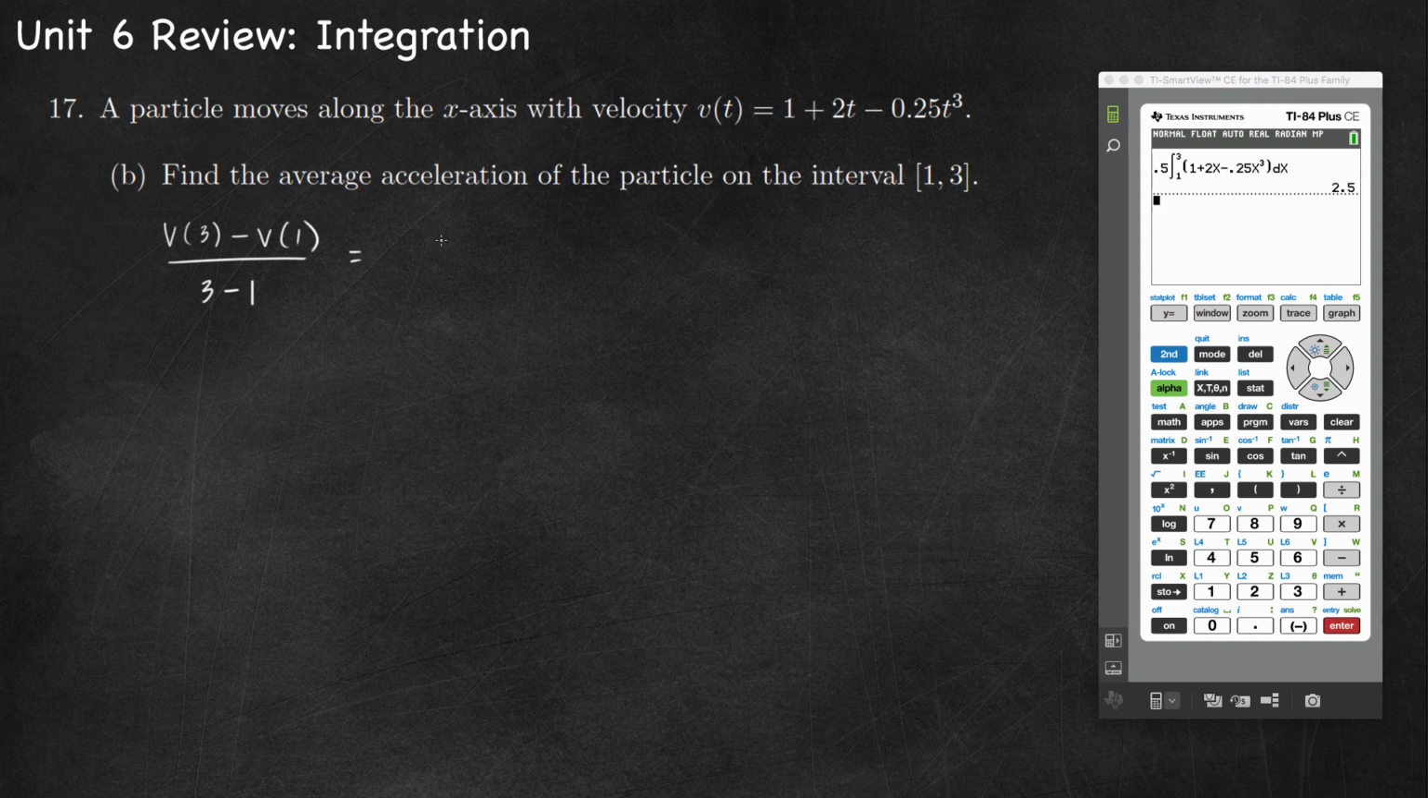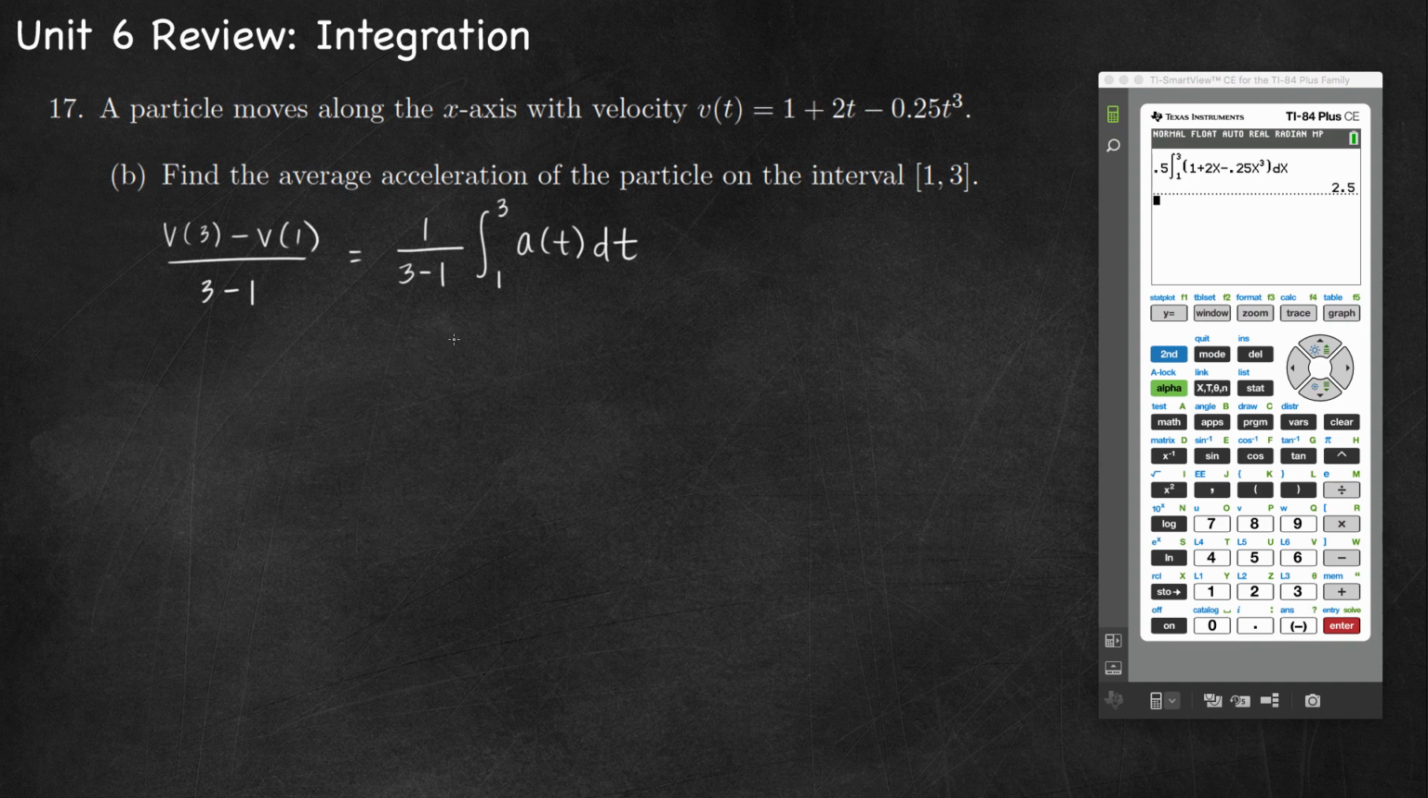Or we can use the average value formula, in which case we would be taking the average value of the acceleration, and that would be 1 over b minus a, so 1 over 3 minus 1, times the integral from a to b, so from 1 to 3, of the thing we want to find the average value of, so a of t dt. These are just two equivalent formulas. They're both going to give us average acceleration, so you can use whichever one you like.